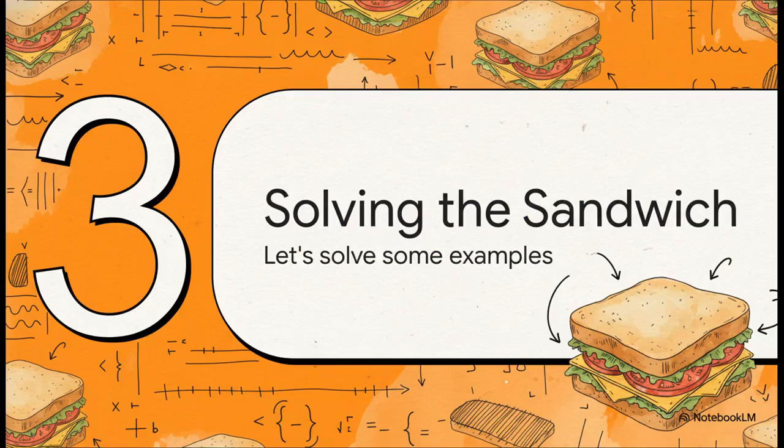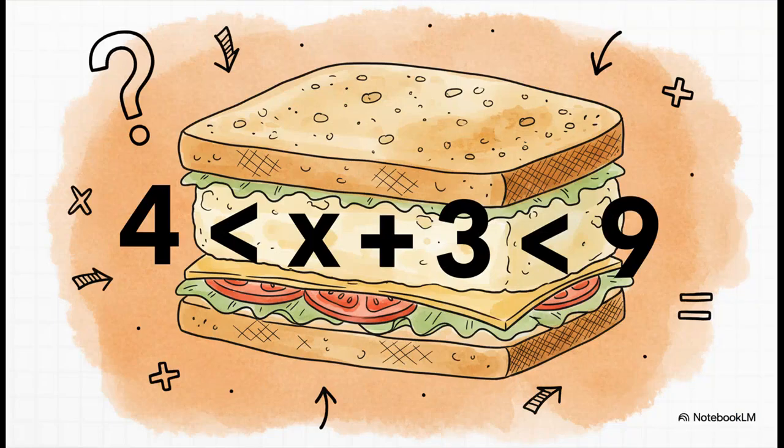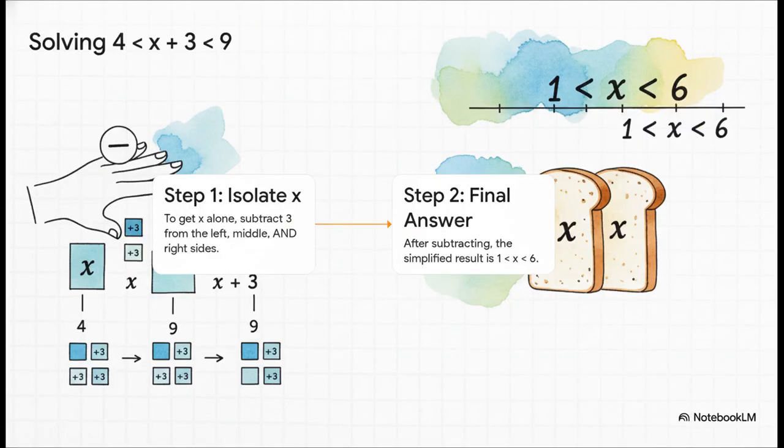All right, enough theory. Let's get our hands dirty and actually put this rule into practice. Section 3, solving the sandwich. Let's do this step by step. Let's start with a nice, clean problem to get warmed up. We need to solve for x, where 4 < x + 3 < 9. Okay, time for our rule.